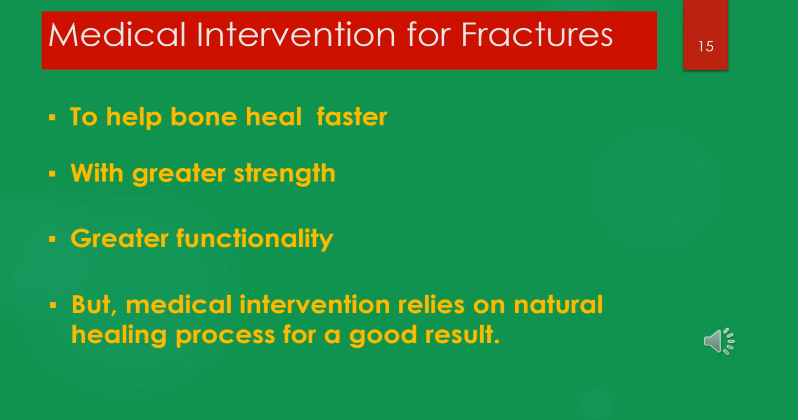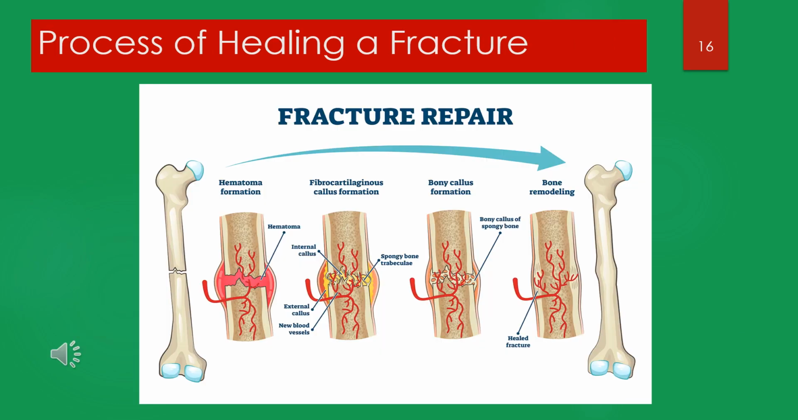However, medical intervention relies on the natural healing process for a good result. So let's look at the natural healing process for a fracture. After a fracture, a blood clot forms at the ends of the fractured bone. This blood clot forms a fibrous callus. Streamers of calcification, called cancellous or trabecular bone, gradually replace the callus.